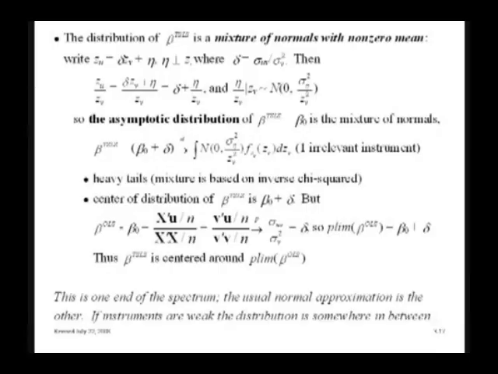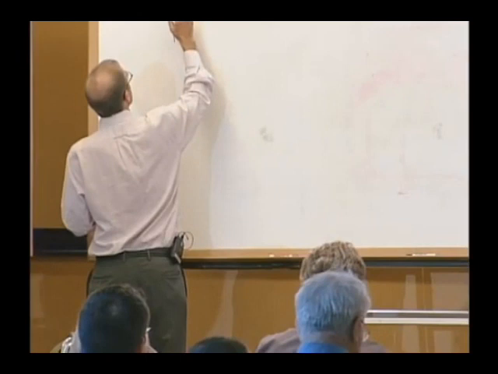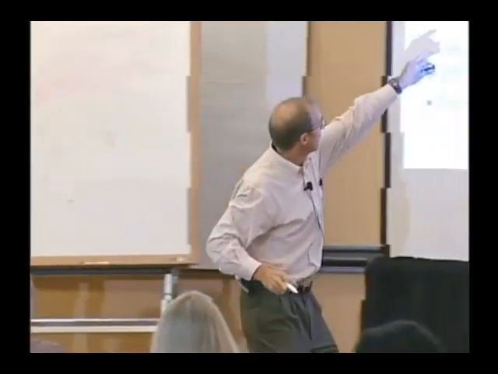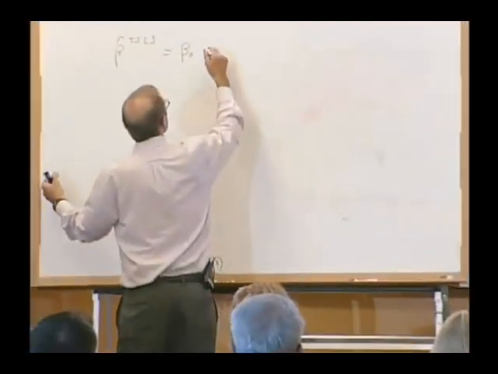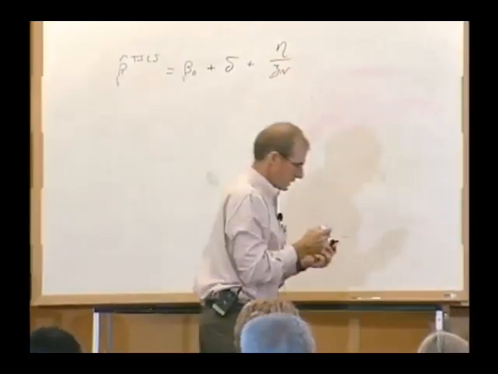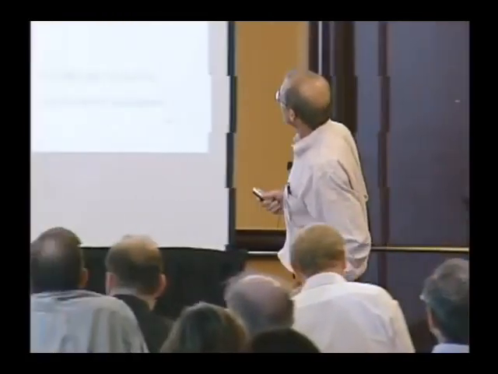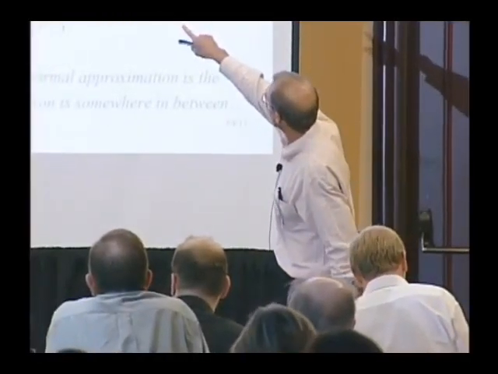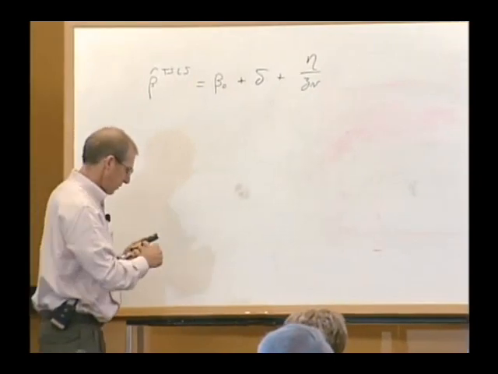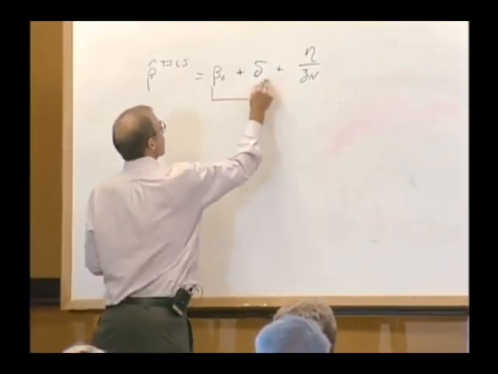Okay, so what's beta 2-stage least squares? Remember, beta hat 2-stage least squares now is equal to beta naught, which is this part here, plus delta plus eta over zv. Okay, so that eta over zv is from this term right here, and yep, from that term right there. So this thing now has median 0. It actually doesn't have any moments, but it has median 0, and that median is around beta 0 plus delta.